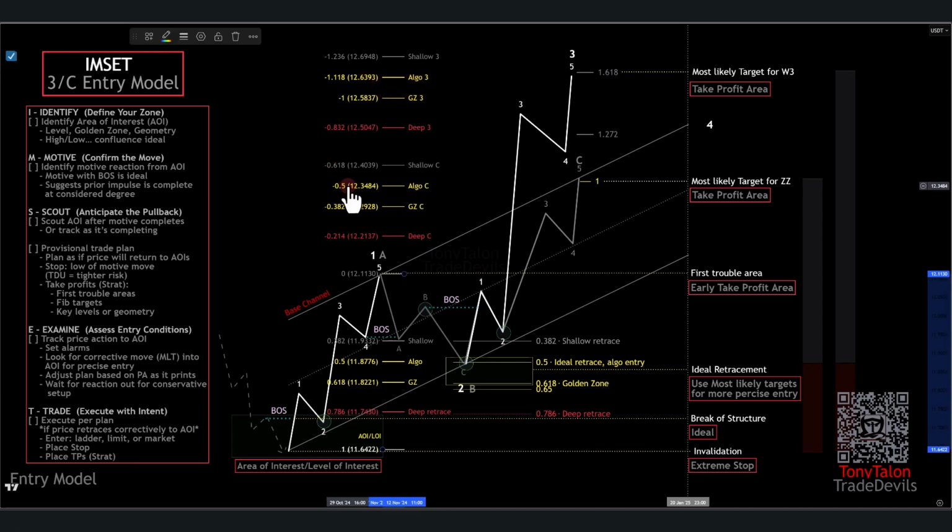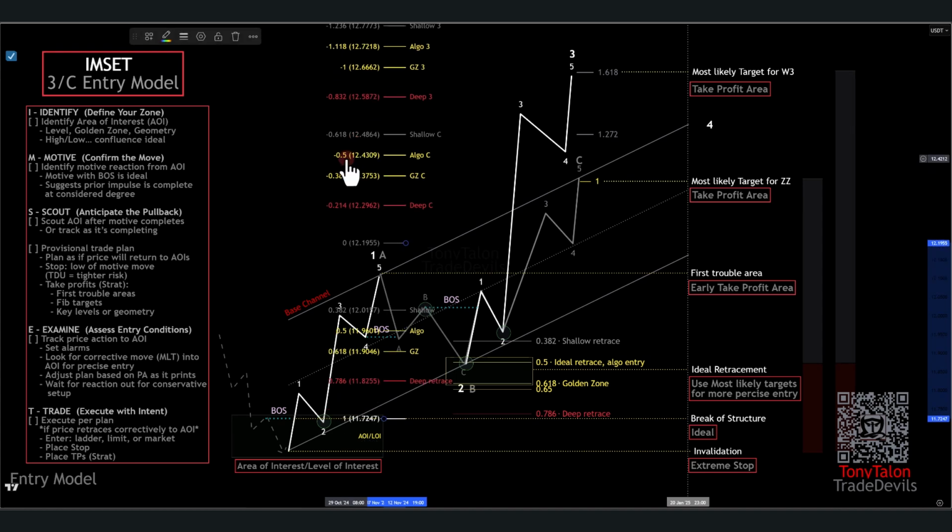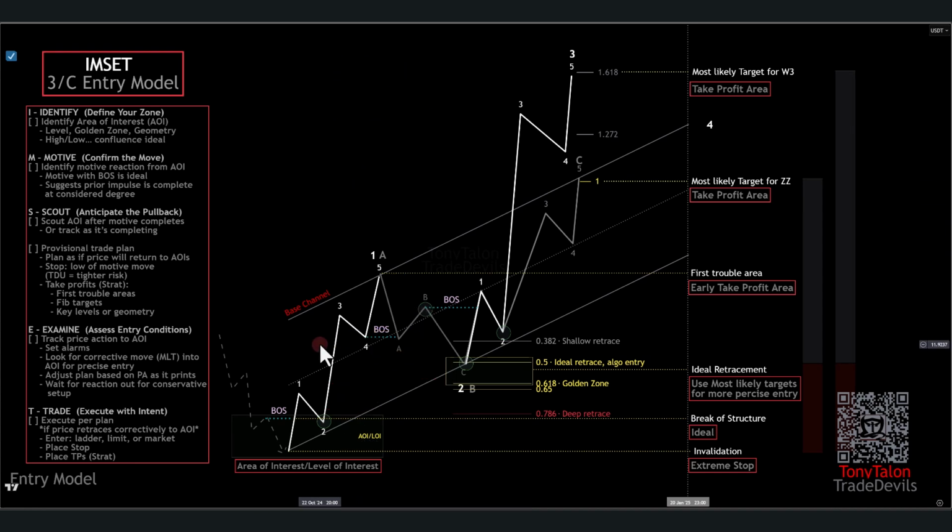Next thing we're going to talk about here is the E. We're going to examine and assess entry conditions. So again, basically where we are in the trade is right here potentially. We've identified a motive wave out of an area of interest. We set up a provisional trade plan. We think it's going to come down in a zigzag form, enter into the golden zone or the algo entry zone, and move up for a potential wave C or wave 3. Everything looks good so far.